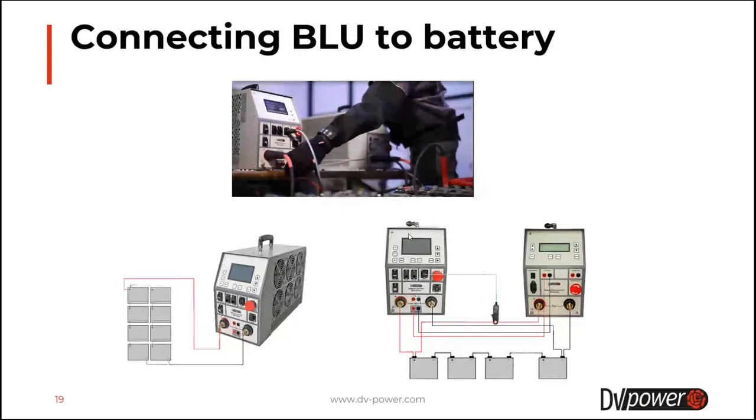The current probe is used to measure the current your regular load draws from the battery. For example, if you want to perform a test with 50 amps and your regular load already takes 10 amps from the battery, the current clamp will measure those 10 amps and the BLU will compensate with 40 amps, and in the end you will have the 50 amps discharge test as you want during your capacity test.